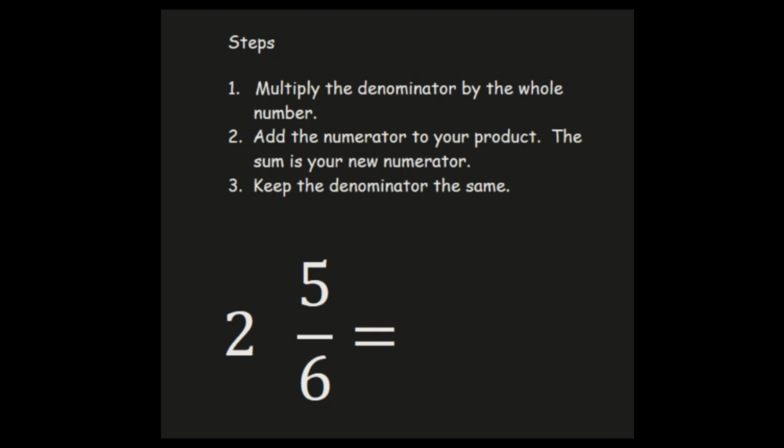So on each problem, you're just going to run through the same steps every time. So we have 2 5/6, and that first step is to multiply our denominator by our whole number. So 6 times 2 is 12. And to that product, then we add our numerator. So now we have 12 plus 5. 12 plus 5 is 17. And this sum is our new numerator. So 17 is our new numerator, and we keep the denominator the same. So our denominator stays 6. So 2 5/6 equals 17/6.